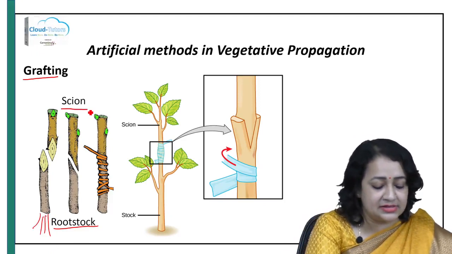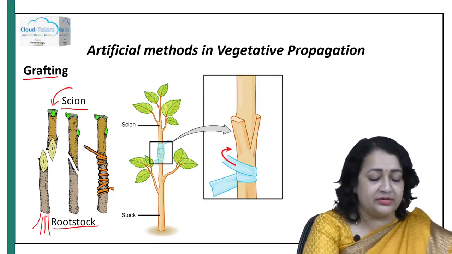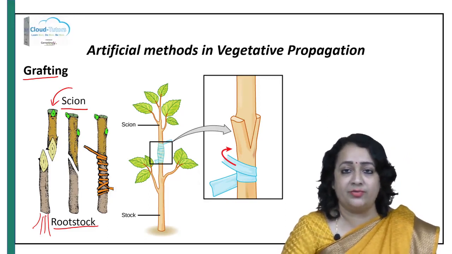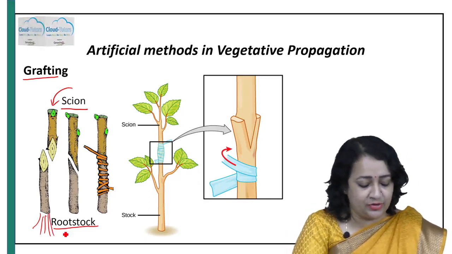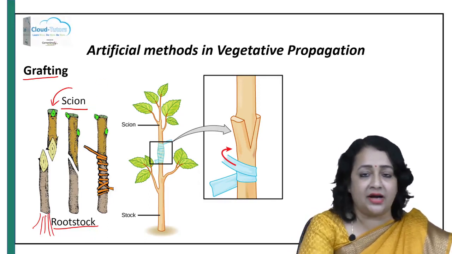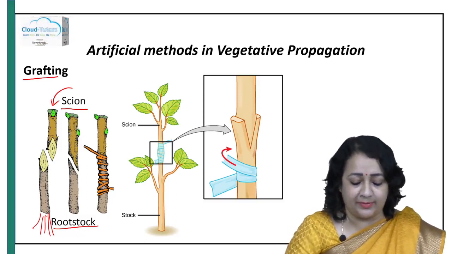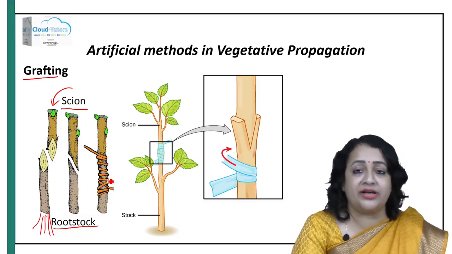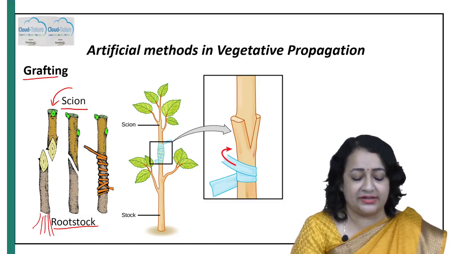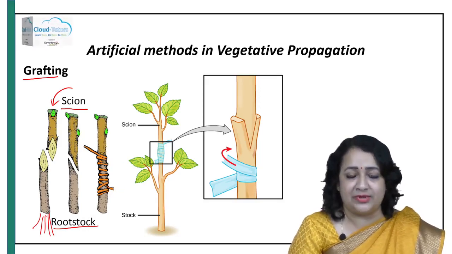And the scion is nothing but the piece of a plant which I have brought from another plant. So the one which bears the root is called the root stock or the stock, and the scion will be the plant piece which we have brought from another plant. You are going to fix them together by using a rubber band, or a polythene tape can be used.